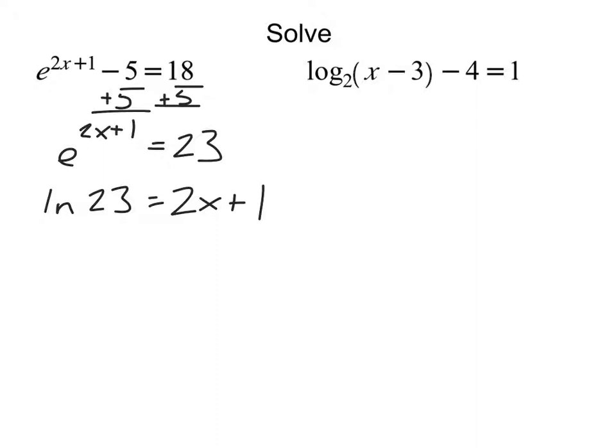Now, natural log of 23. Is that one you can know off the top of your head? No, definitely not. And so, that's where you got to break out your calculator to finish this problem off. Go ahead and do so. And so when we do that calculation, then subtract the 1, then divide by 2, we end up with an answer of about 1.07.